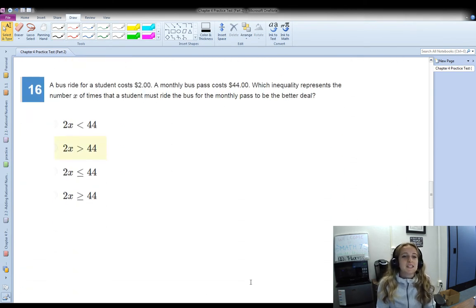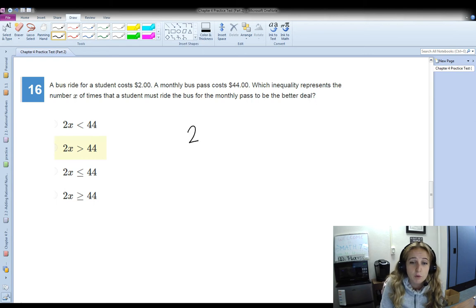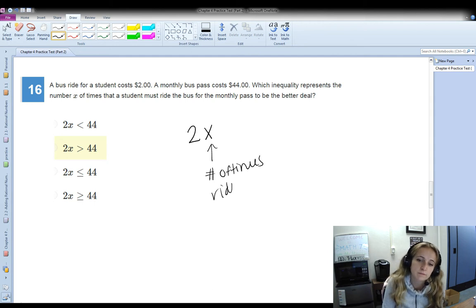Okay, so number 16, a bus ride for a student costs $2. A monthly bus pass costs $44. Which inequality represents the number of times that a student must ride the bus for the monthly pass to be a better deal? So what we are going to want to do is, it's $2 to ride the bus. We don't know how many times we rode the bus. So this is the number of times you ride the bus. A monthly pass is $44, okay?